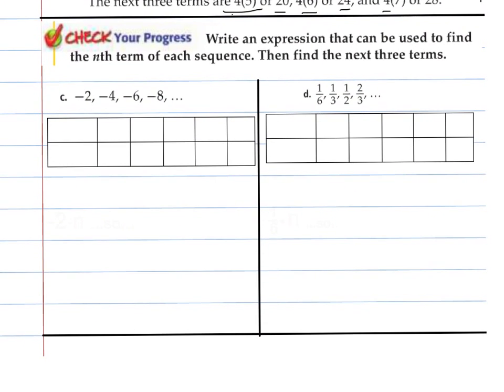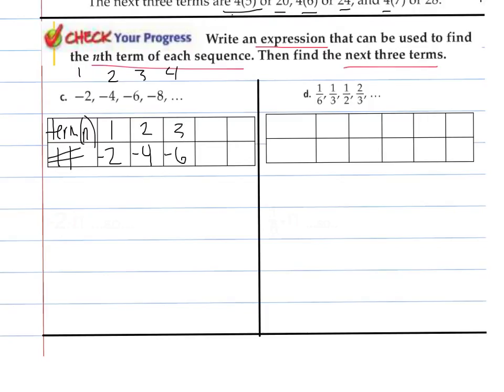So let's do that same thing, making a table and writing the expression for the nth term. We're going to write an expression like we did above, writing an expression to find the nth term and then find the next 3. At the top, this is our term, which is n, and the number of the outcome. So this is our first term, second term, third term, fourth term. Our first one, we got a -2. Our second was -4. Our third was -6. And our fourth was -8.